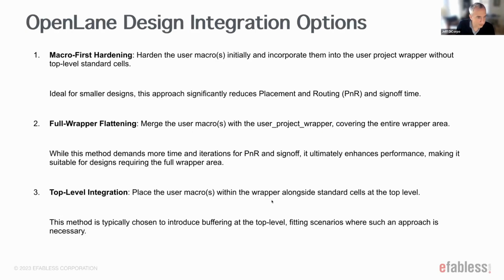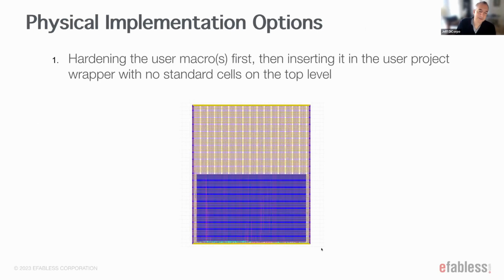I'm sorry, actually, what do we call it? Oh, macro first hardening, right? So this is the macro first hardening example.